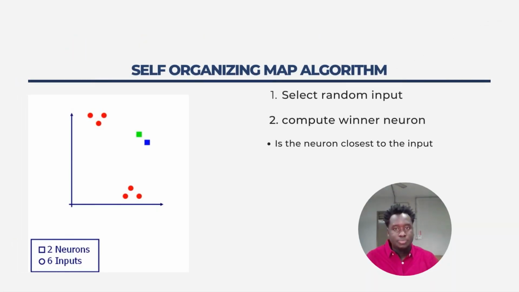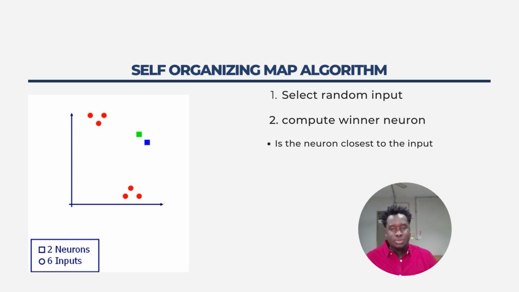Okay, in this slide, I'm going to talk about the self-organizing map algorithm. From my left-hand side, you see we have a graph with two neurons and six inputs. The red ones are the inputs and the two squares are the neurons. The first step is to select a random input and then compute the winner neuron. What is a winner neuron? It is the neuron closest to the input.